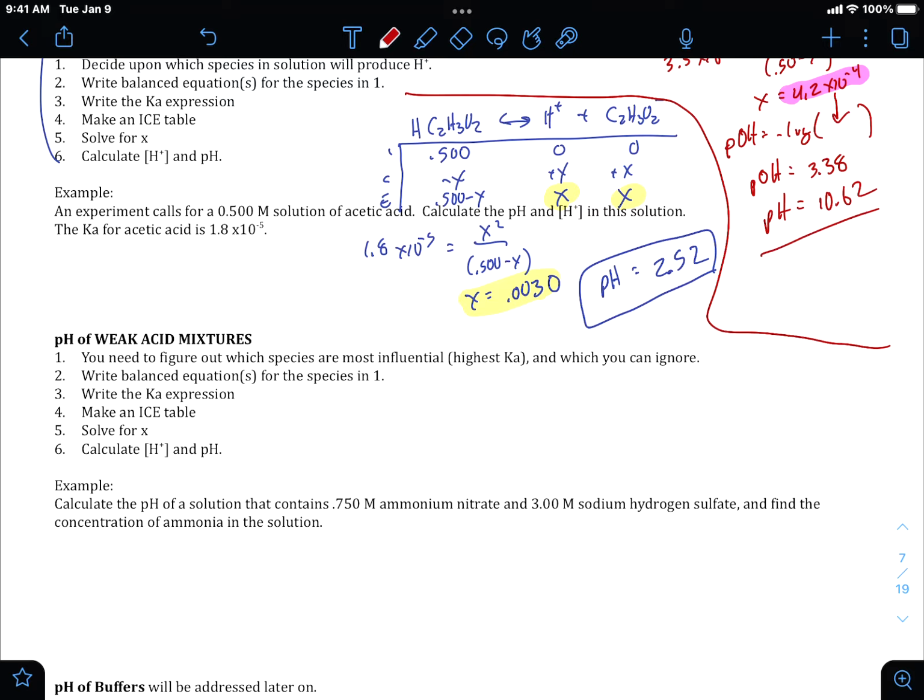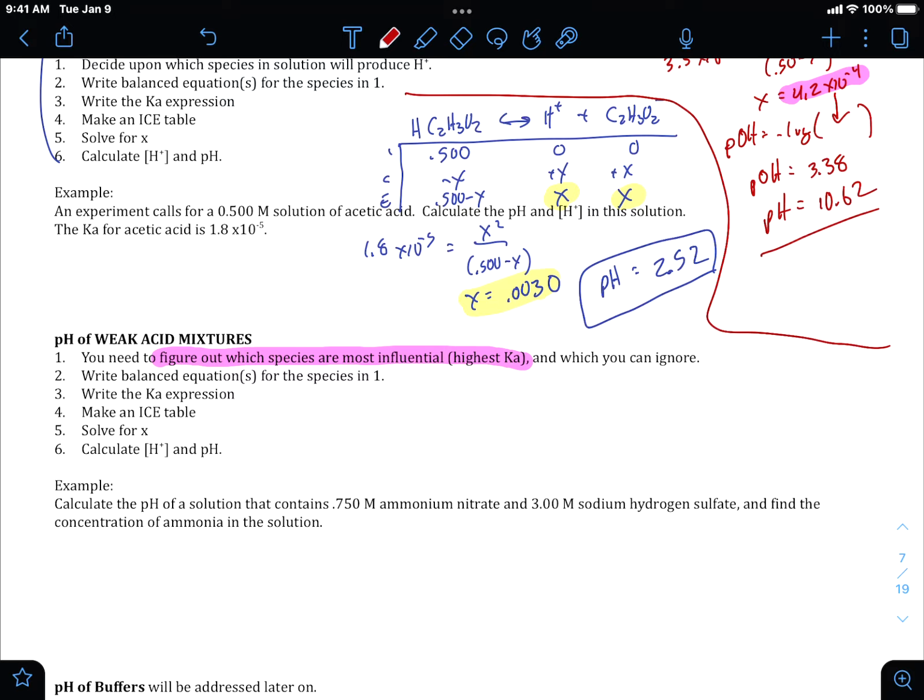Okay? So the first thing that you must do is figure out which species is the most influential. And by most influential, what that means is which one has the highest Ka value? Because the weak acid with the highest Ka value is going to dictate what happens in solution. Right? It's got the greatest tendency to react. So it sets the tone and everything else kind of follows after it in its wake.